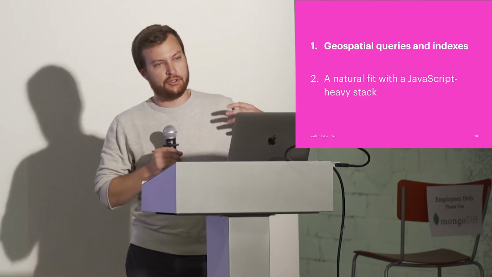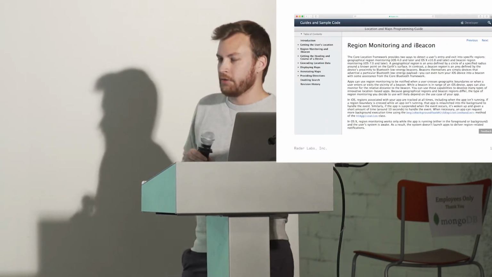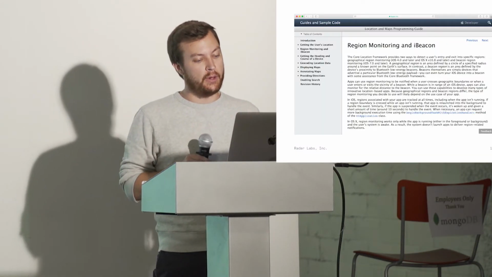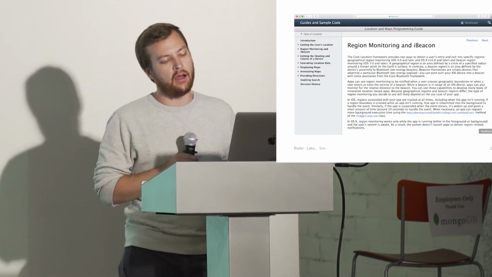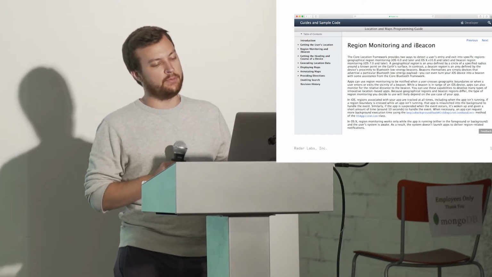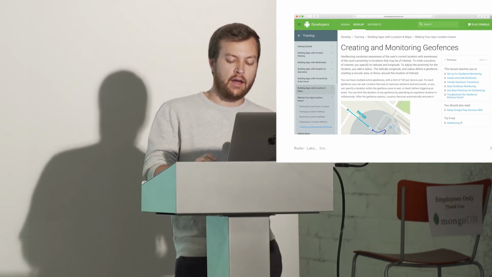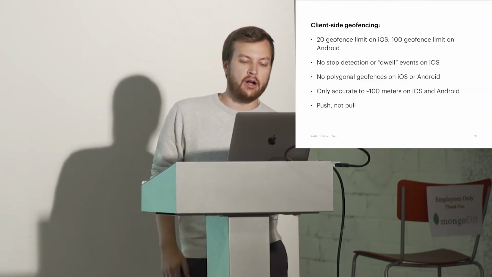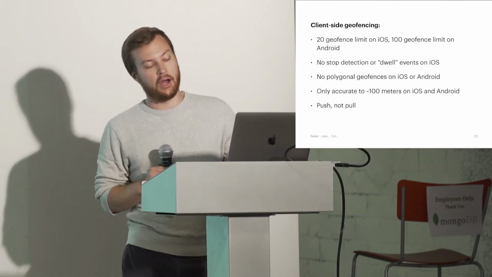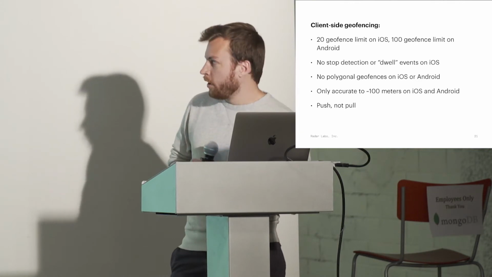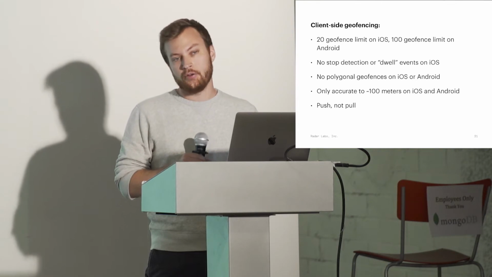So first, let's talk about geospatial queries and indexes. And you may be asking, why do this stuff on the server at all? There are some pretty robust geospatial capabilities on the client. You think about iOS, for example, they have a framework called region monitoring, which is geofencing. Android has something similar. So why even do this on the server at all? There are some limitations to what you can do client-side that we aim to overcome with our platform. So one of the limitations is iOS has a 20 geofence limit. Android has a 100 geofence limit.